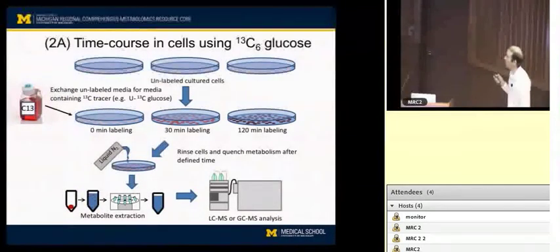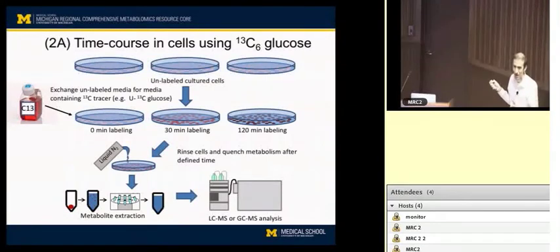Okay, so I'm going to move quickly through this example because you've seen enough of this in Dr. Phan's talk earlier this morning. Just to define what exactly, it probably helps to spell out how you might do a very basic time course in cultured cells using a simple tracer like 13C glucose. So you might start with several plates of unlabeled cultured cells.